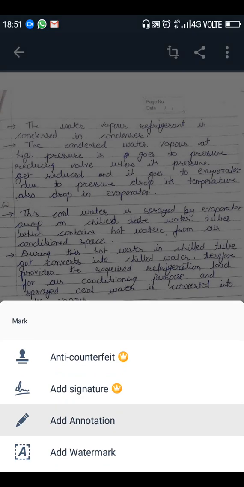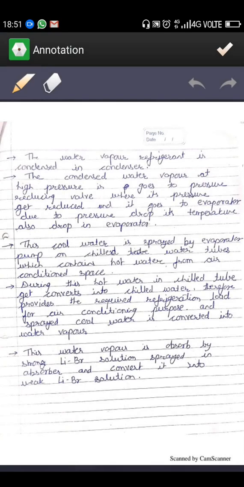The vapor refrigerant in the condenser is condensed. The condensed water at high pressure goes to the pressure reducing valve, where its pressure is reduced, and it goes to the evaporator, where due to the pressure drop the temperature also drops.